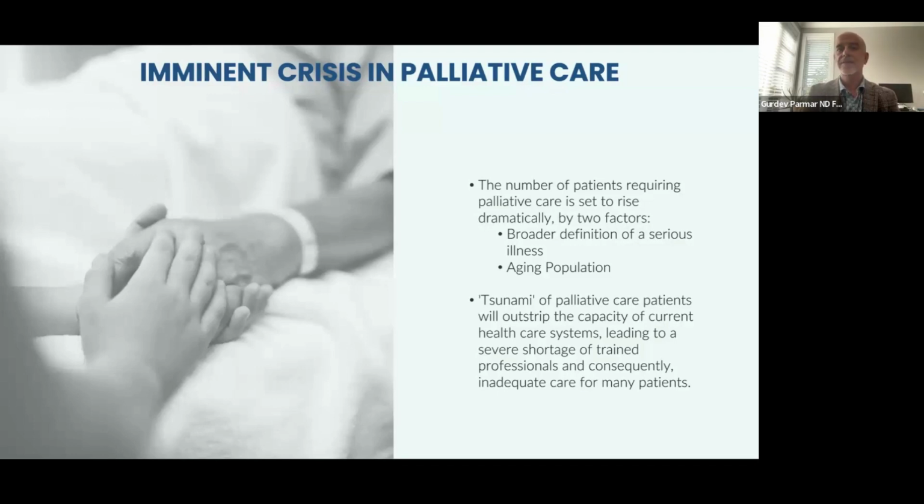They're just expectations. So the definition of palliative care has greatly expanded to include anybody with a serious illness, not just cancer. And the amount of people that currently need this type of care has already outstripped the capacity of current healthcare systems, not just in Canada, not just in the United States, but everywhere in the world. And the largest reason is there's a severe shortage of people trained in this.